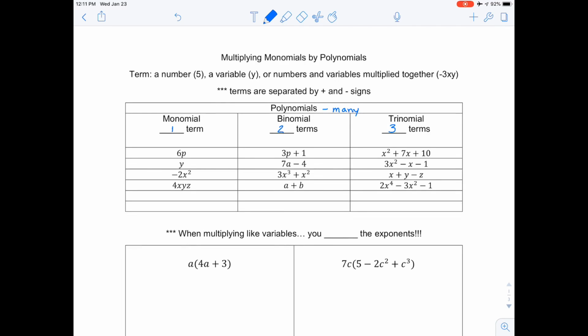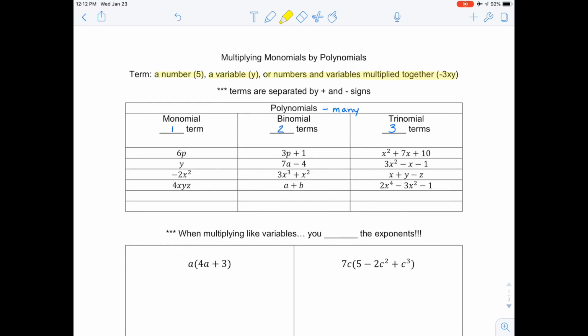Now, in that same sense, we need to understand what the word term means. And so I want you to take a highlighter, and up here there's the definition for a term. So a term could be a number. So there's an example there, just 5 is a number. It could be just a variable, like the letter y, or it can be a combination of numbers and variables that are multiplied together. So this example is -3 times x times y, so -3xy. It's a combination of numbers and variables multiplied together.